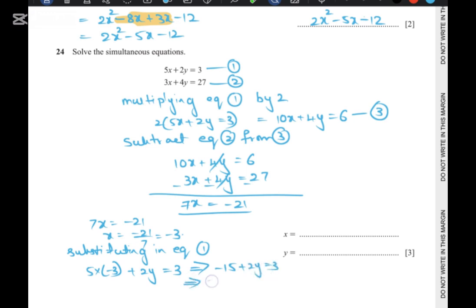Bringing minus 15 to the right hand side, you get 3 plus 15, which is 18. Taking 2 to the right hand side, 18 by 2, which is 9. So you got the x value and y value here. So x is minus 3 and y is 9. Question 24 is done.